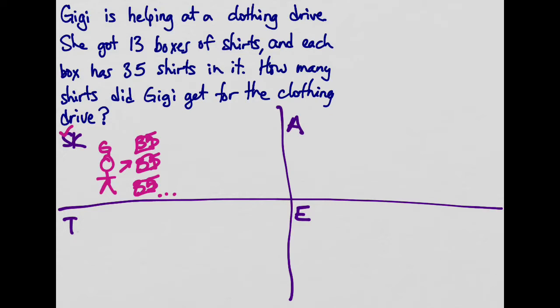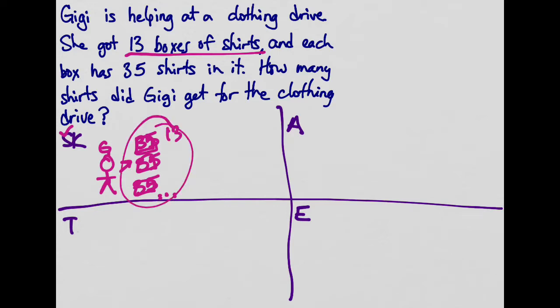The next step is know. What do we know? What are the facts? So when I go back into this problem, I can see one of the facts is that she's got 13 boxes of shirts. So here I just drew my 3 boxes and then the dot, dot, dot. But now I know there's 13 of these boxes. I might even circle that. There are 13 of these.